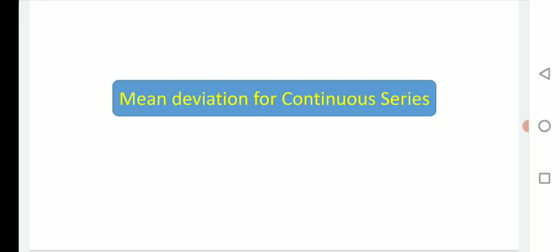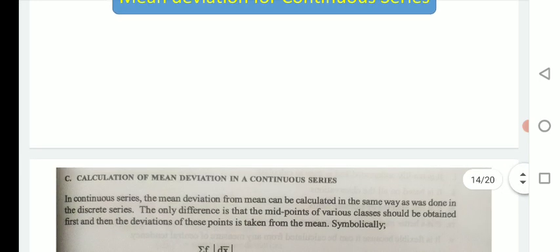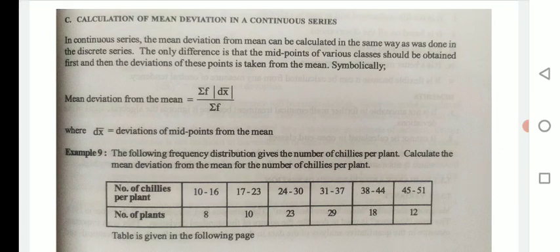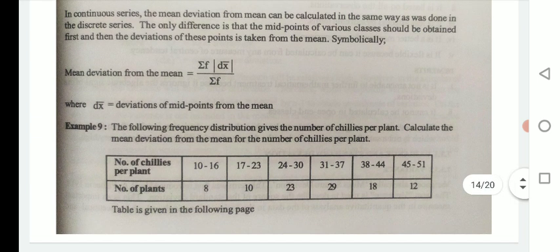Then next, mean deviation for continuous series. This is the formula for calculating mean deviation in continuous series, and here you can see that again we have to calculate summation fx or summation f. The formula for mean deviation from mean for continuous series is summation f into dx upon summation f. So this is the problem. In this problem the following frequency distribution gives the number of chilies per plant, and we have to solve this problem.